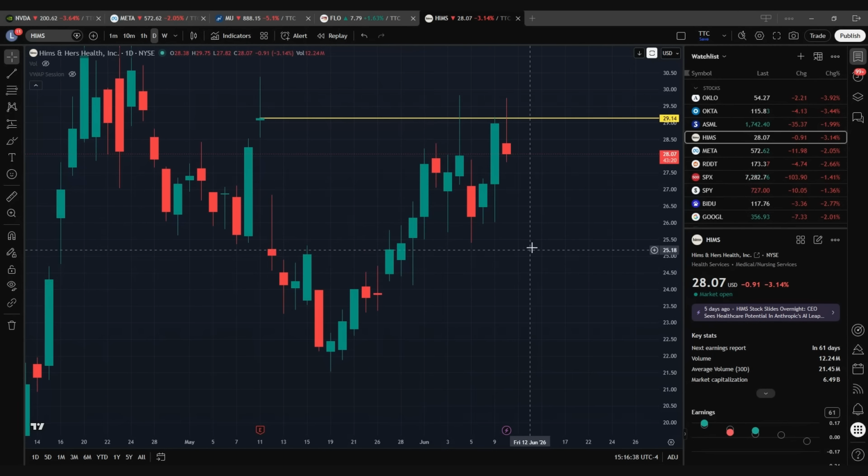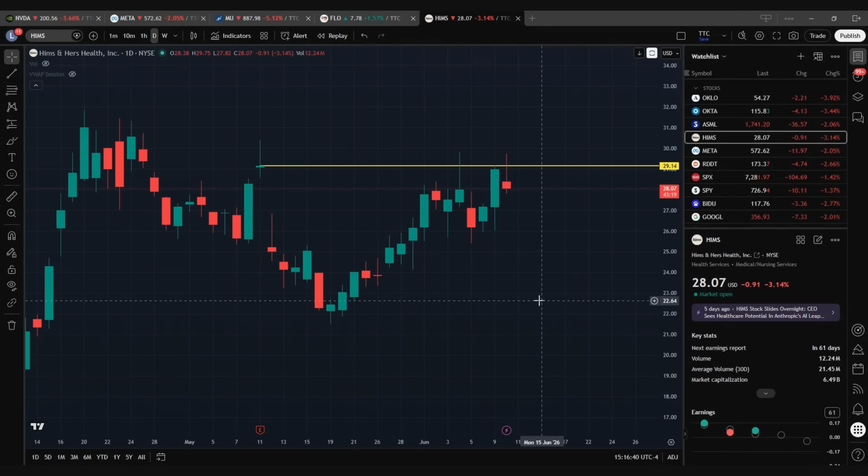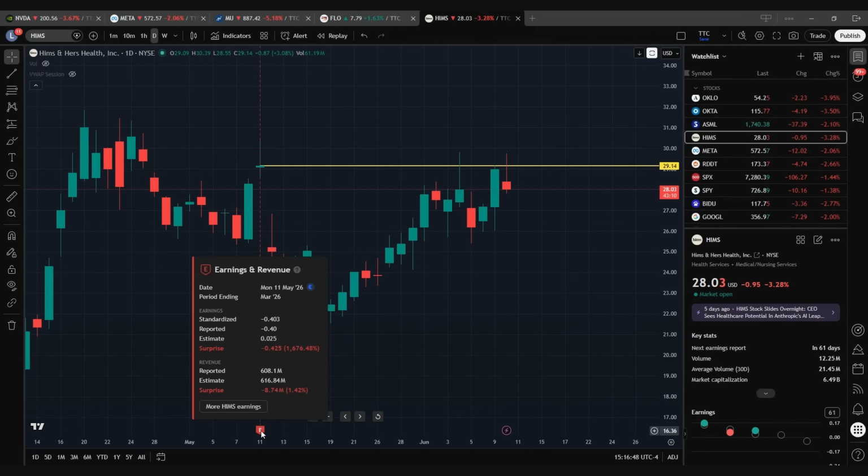And the reason why I love this HIMS gap fill so much is because it is a gap fill from earnings. Now, what is that? Well, a gap fill from earnings is more significant because these gaps are created due to the market volatility that comes with the earnings call, right?